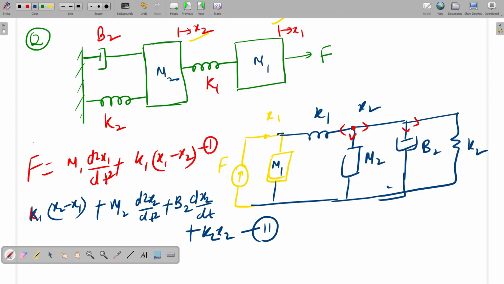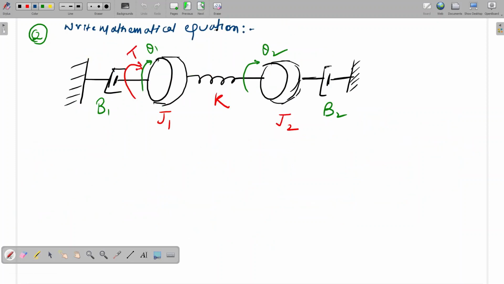So like this, for any linear system, we can first write this network circuit, then we can write the equation. Sir, one rotational question I have taken. This is a series of two rotating elements. In rotational, the convention is J is equivalent to mass. J is the moment of inertia. Torque is equivalent to force, and theta is equivalent to displacement. Similarly, here torque will be equivalent to current.